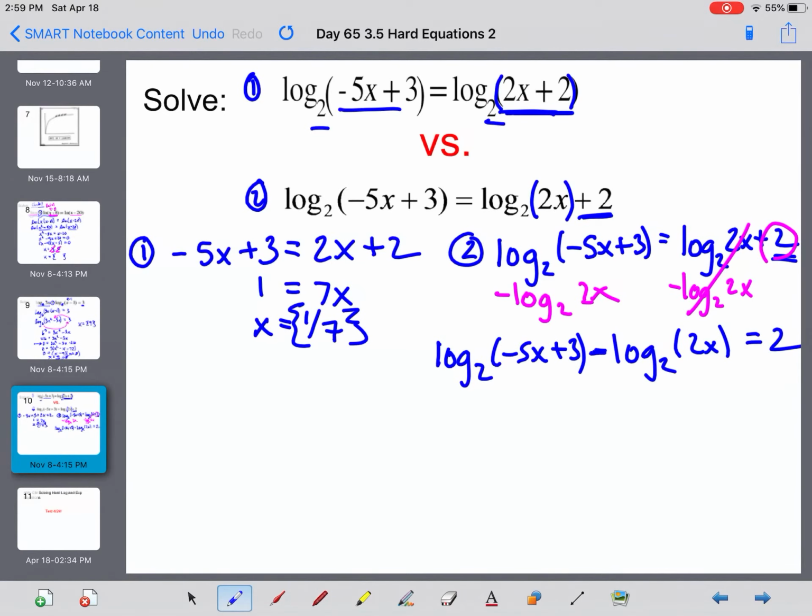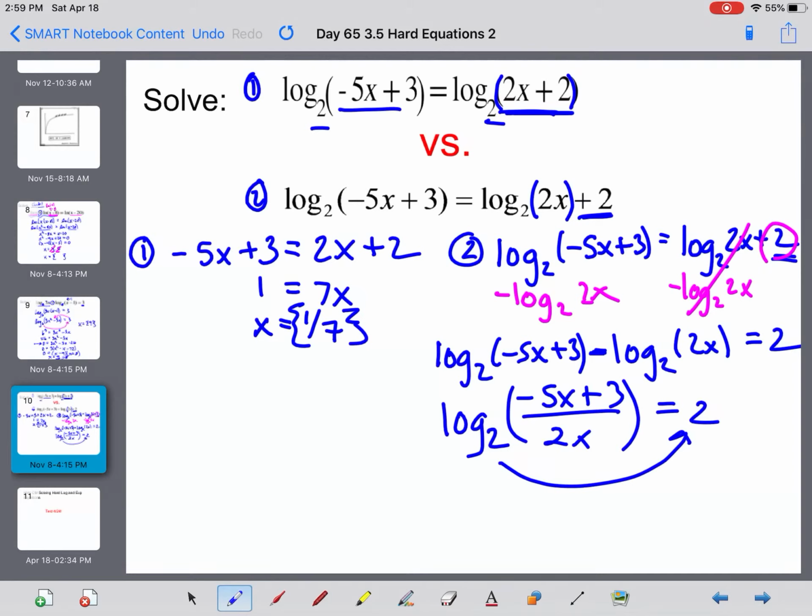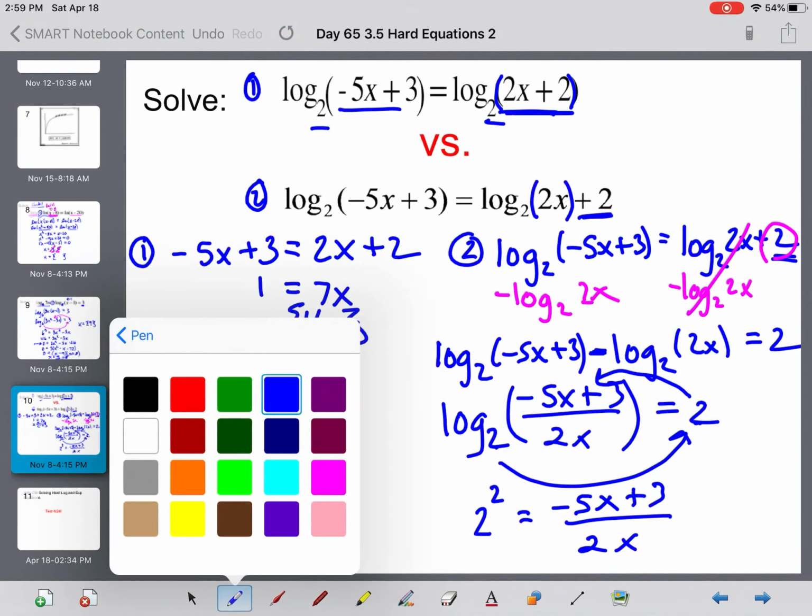Okay, so on this left-hand side, if I have subtraction right here, my logs are the same base. That means I can go ahead and combine them using division. So log base 2 of negative 5x plus 3, all divided by 2x, equals 2. Now I'm just left with solving this equation. Since I can't do anything else with this, it's one log set equal to a constant, then I can put it in its equivalent exponential form. So 2 to the second power is equal to my argument. And so this is the equation that I'm left with solving.